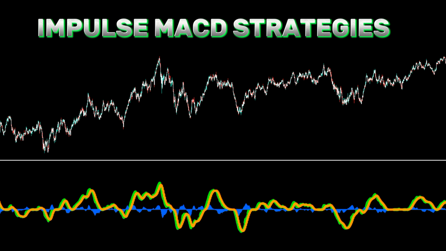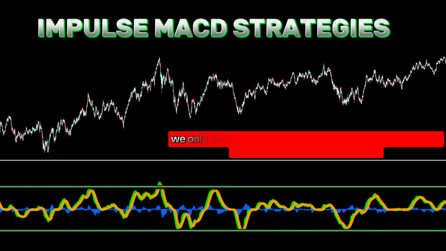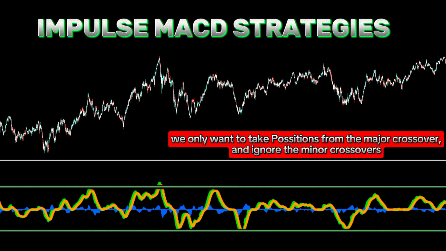Now, what you want to do is to separate the major crossovers from the minor ones by drawing a horizontal line, and so the minor crossovers should be contained below the line, and the major crossovers should be contained above the line. Again, the reason for this is because we only want to take positions from these major crossovers and ignore the minor ones, and so this will be your overbought line. Now, for your oversold line, you place it at the opposite of your overbought line. So since your overbought line is at this value, I am going to place it at the negative of that value, and so these will be your overbought and oversold levels.